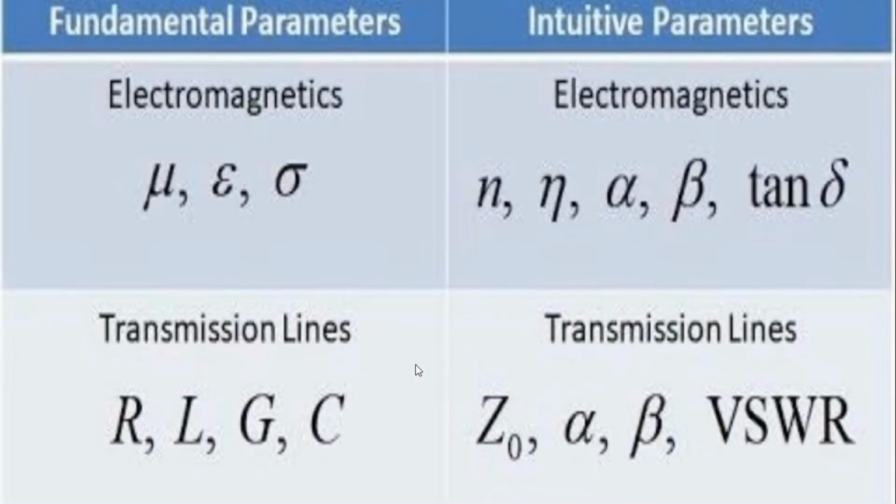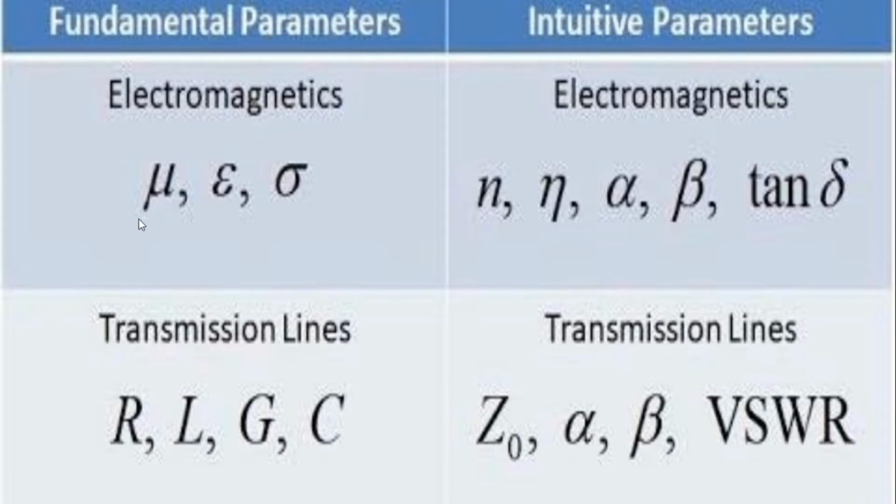What is electromagnetics? Electromagnetic fields, already we have come across. So from the fundamental analysis, how it has been modified as intuitive parameter. Already this we have seen in electromagnetics. Likewise, in transmission line, what is the fundamental parameter? How it will be defined as an intuitive parameter.